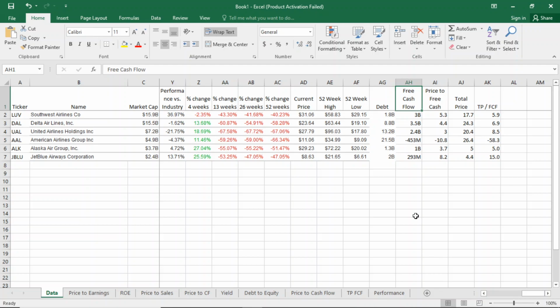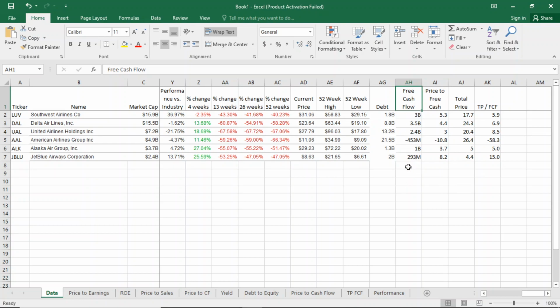They have to pay back debt. They have to pay dividends to investors, and a lot of these airlines also buy back their stock, right? So that's where a lot of cash is being utilized. So after all is said and done, how much cash are they left with?